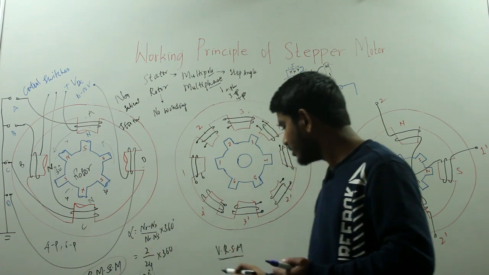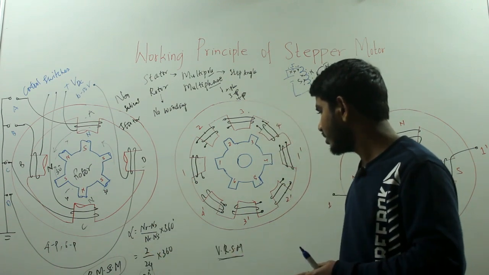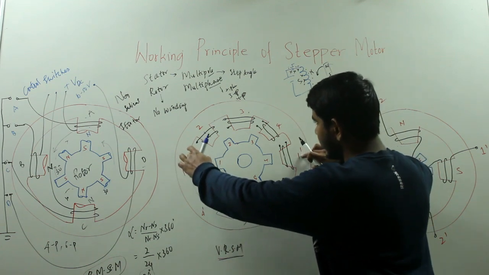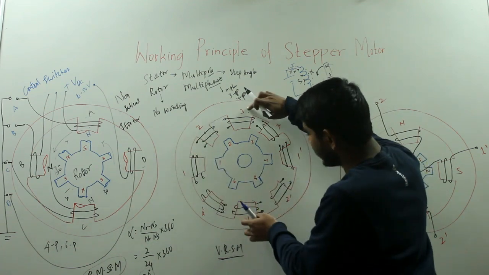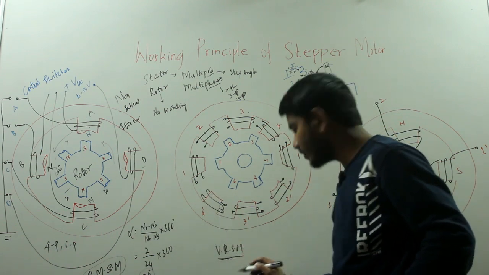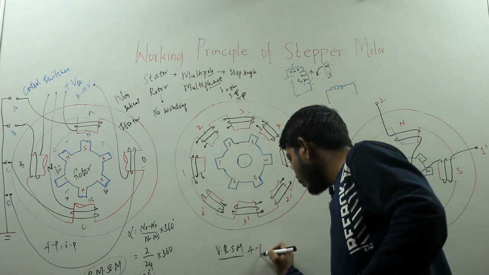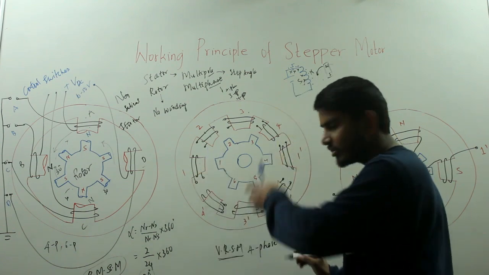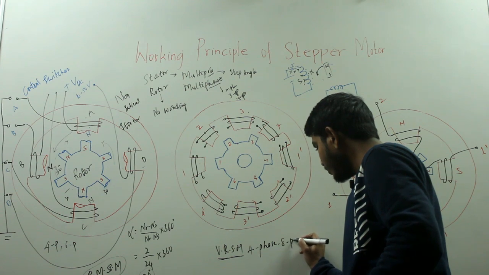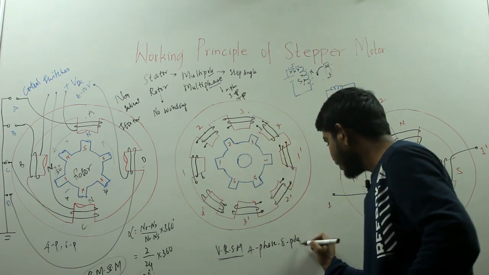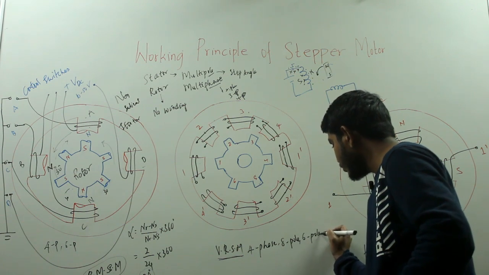Now let us shift to the variable reluctance stepper motor. So if you see this motor, here I am having one phase, this is my second phase, this is the third phase, and this is the fourth phase. So your variable reluctance stepper motor is having 4 phases. It is a 4 phase, 8 pole stator with a 6 pole rotor, 1, 2, 3, 4, 5, 6, with the 6 pole rotor shown here.